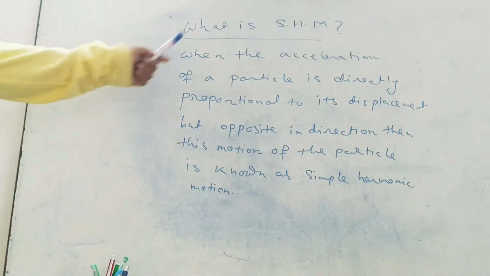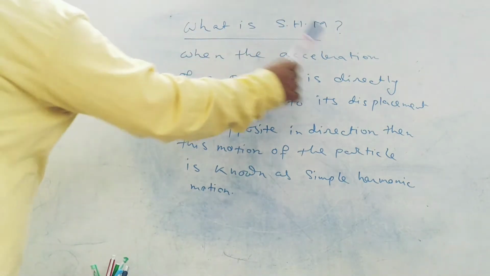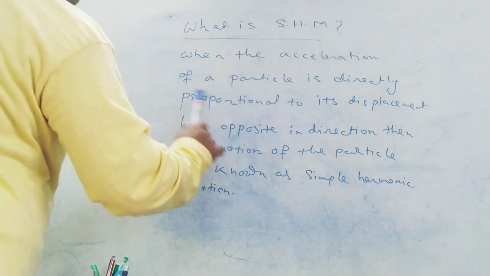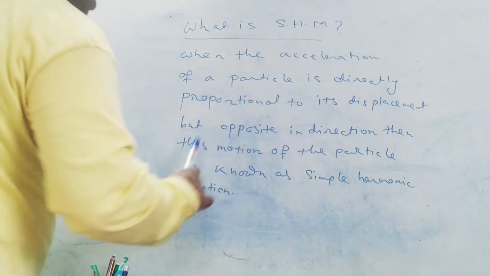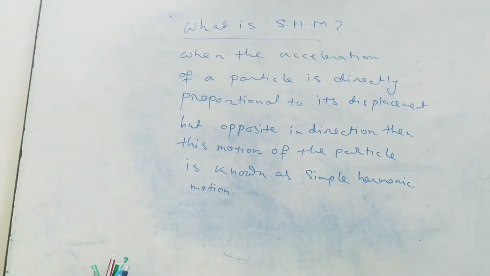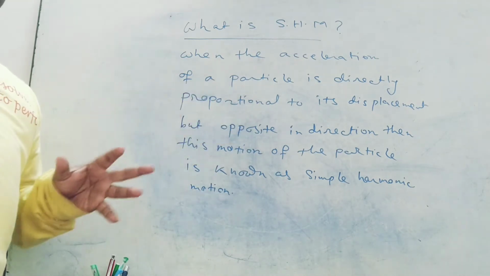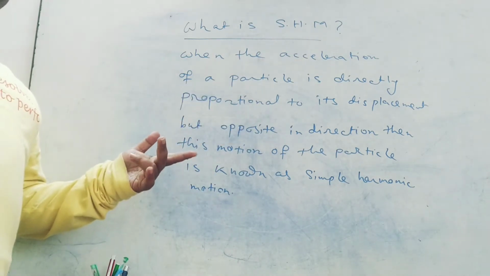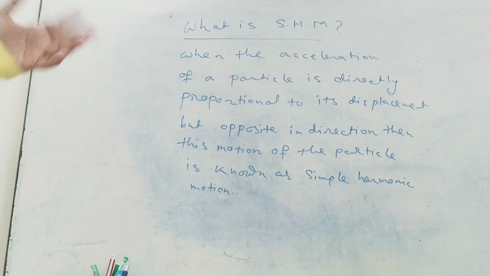Next, what is S.H.M or simple harmonic motion? When the acceleration of a particle is directly proportional to its displacement but opposite in direction, then this motion of the particle is known as simple harmonic motion or S.H.M. That is, the displacement of the particle with respect to the mean position is directly proportional to the acceleration, but the direction is opposite.